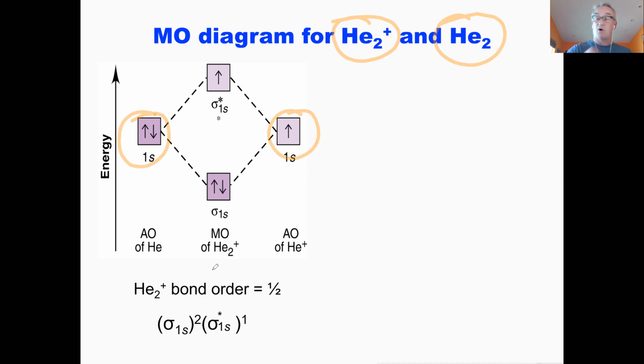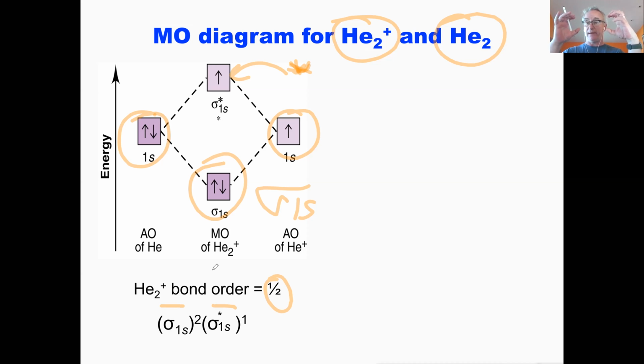So the first 2 go into the low energy orbital, my sigma 1s, because helium's only got the 1s. But I got another electron left over. That goes in the star, the anti-bonding orbital. Then I'm done. Then when I figure out what the bond order is, I've got 2 bonding, 1 anti-bonding. 2 minus 1 is 1, times 1/2 is 1/2. So it predicts that there would be a bond formed, but it would be weak. A weak bond is possible between helium and a helium ion.